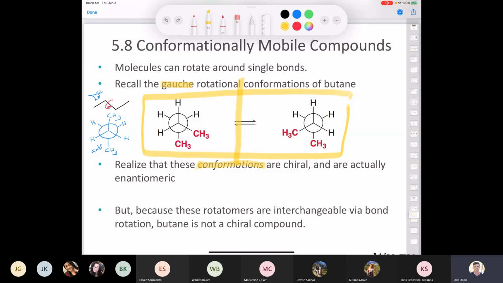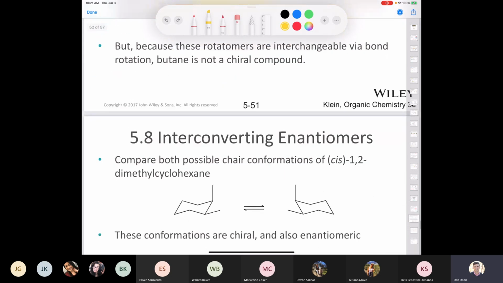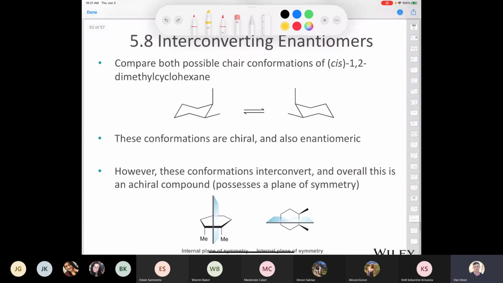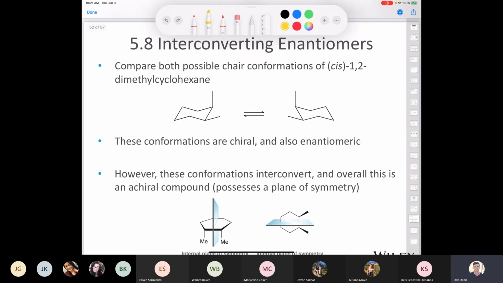So we call them rotamers because all we did was rotate this sigma bond right here. Because these rotamers are interchangeable because of the bond rotation, butane is not a chiral compound. It's the conformations that are chiral, not the molecule, just this picture and this picture. Those 2 Newman projections are enantiomers of one another.